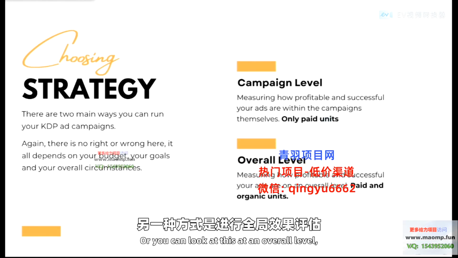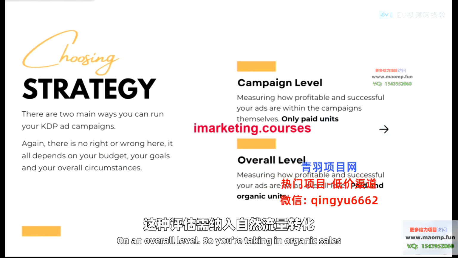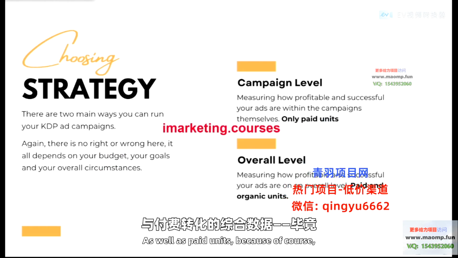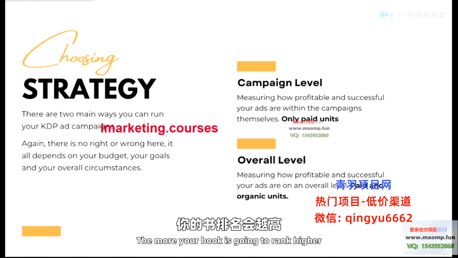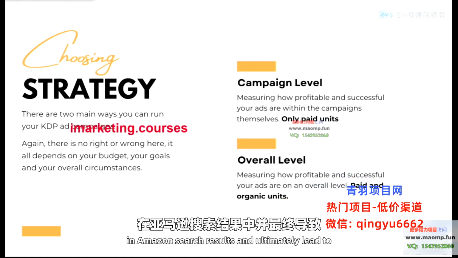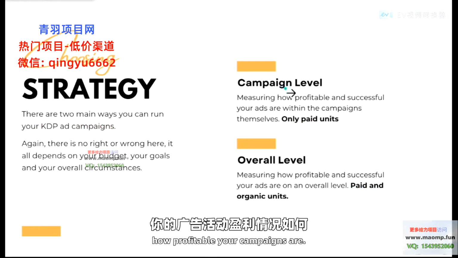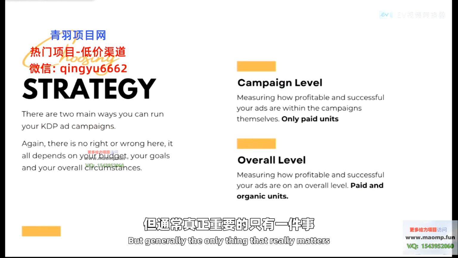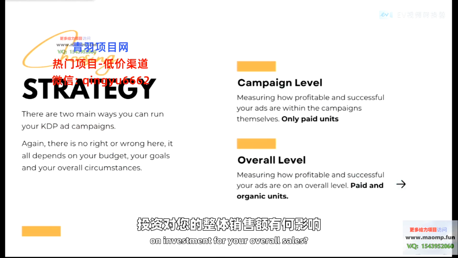Or you can look at this at an overall level, measuring how profitable and successful your ads are overall. So you're taking in organic sales as well as paid units, because of course, the more paid units you sell, the higher your book is going to rank in Amazon search results and ultimately lead to more organic units. Generally speaking, campaign level is a good way to assess how profitable your campaigns are, but the only thing that really matters at the end is it being a positive return on investment for your overall sales.